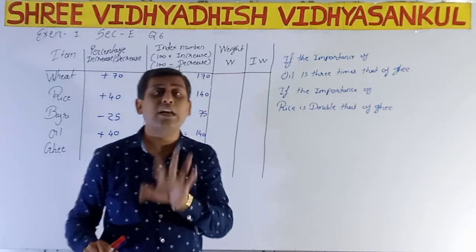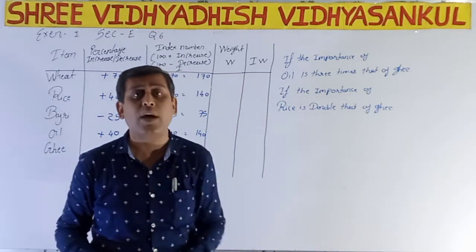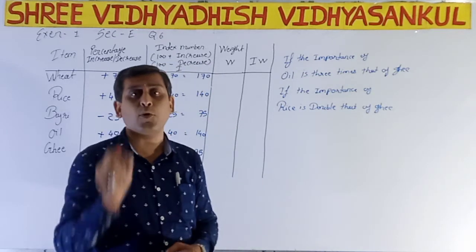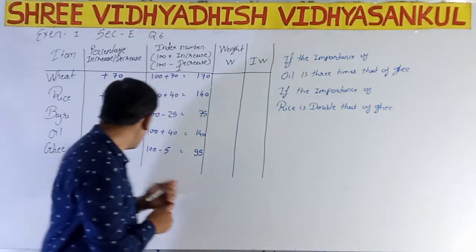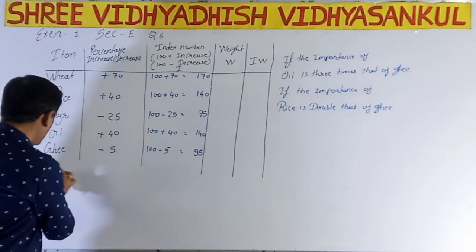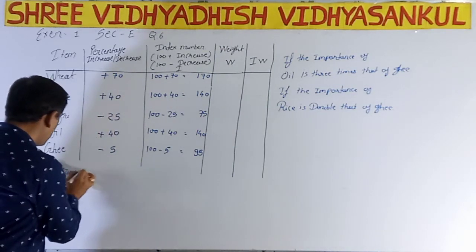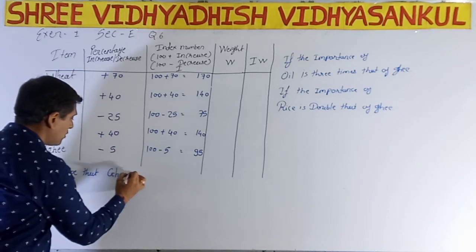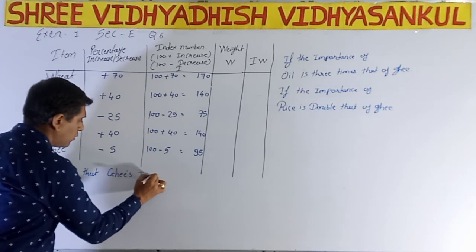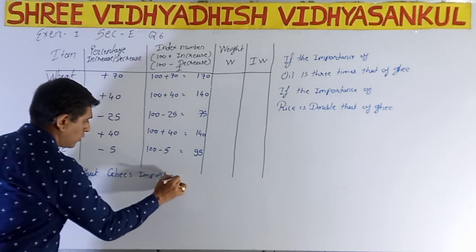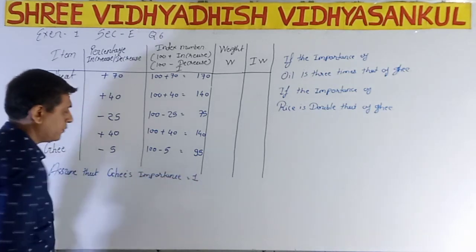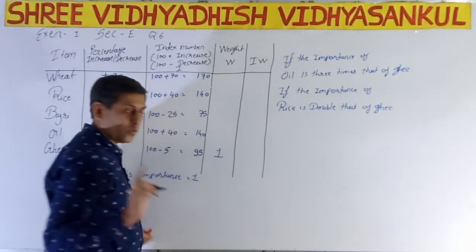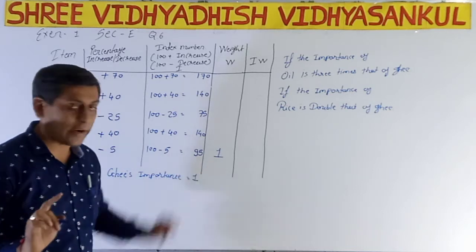Okay, so here, that of ghee, 2 times, that's why we have to first assume that ghee's importance is 1. Assuming here, assume that ghee's importance is equal to 1. So here in ghee we have to write first 1. We are assuming that, right?